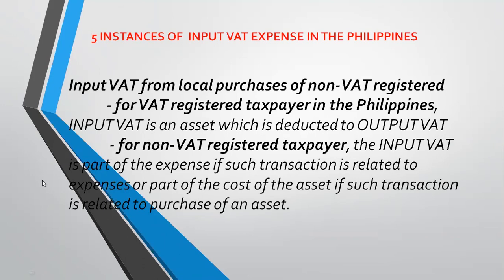Let's say, for example, you acquire a service. That is an expense account. So the input VAT from acquiring a service is expensed out. Another one is when we purchase an asset, let's say, for example, a capitalizable asset. The input VAT of such asset is part of the cost of the asset. So we do not separately record our input VAT. While if we are VAT registered, the input VAT is separately recorded. But for non-VAT registered, input VAT is not separately recorded but part of the expense account or part of the asset account.